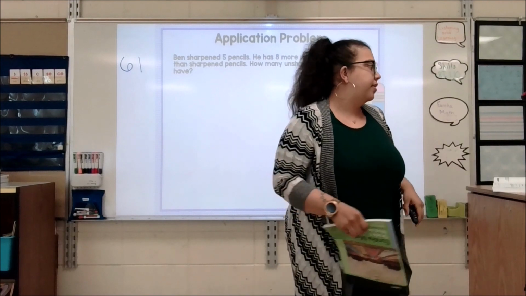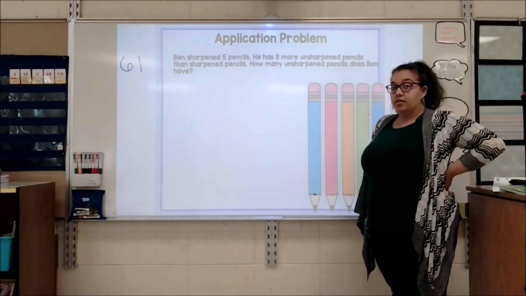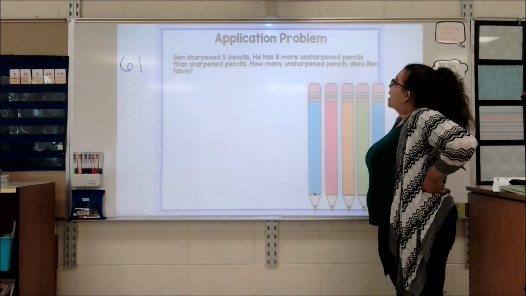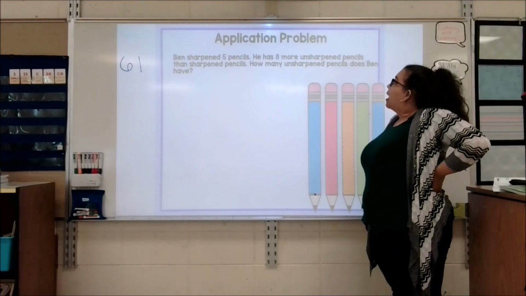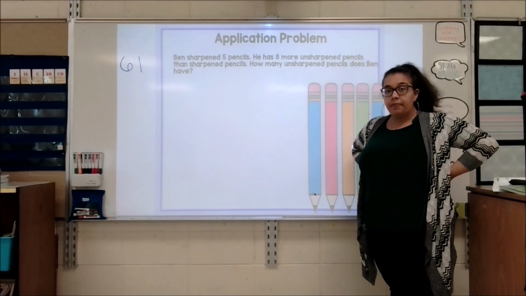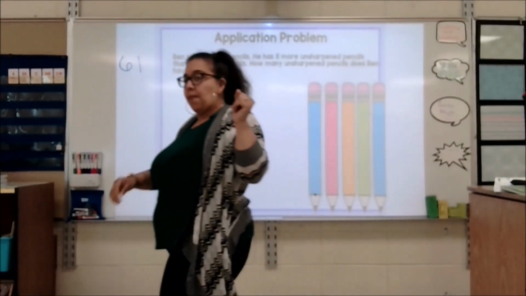In your learn book. And it reads, Ben sharpened 5 pencils. He has 8 more unsharpened pencils than sharpened pencils. How many unsharpened pencils does Ben have? I don't know. Go ahead and figure it out.